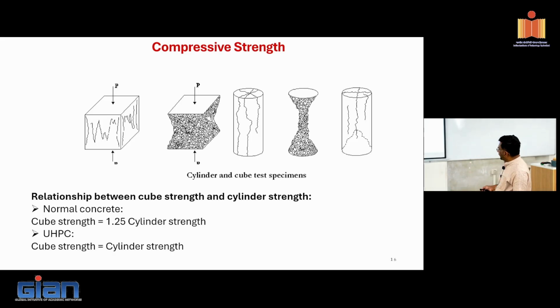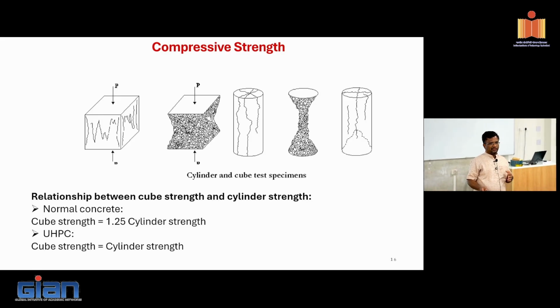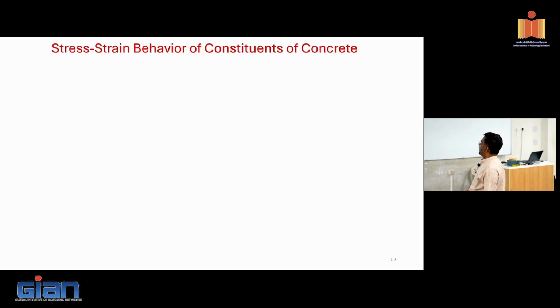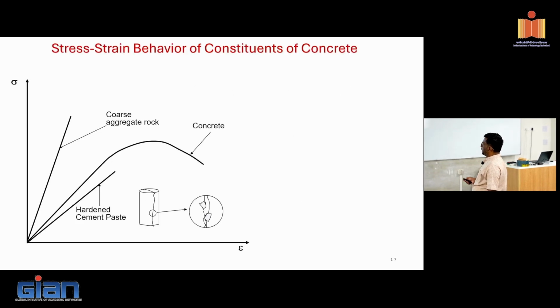So what we are finding is the cube strength is sometimes slightly higher, sometimes lower, but they are nearly the same. But typically in the literature we also found that cube strength is only about 5% higher than that of your cylinder strength. So we take that as nearly the same strength. Right, so this is the stress-strain curve.